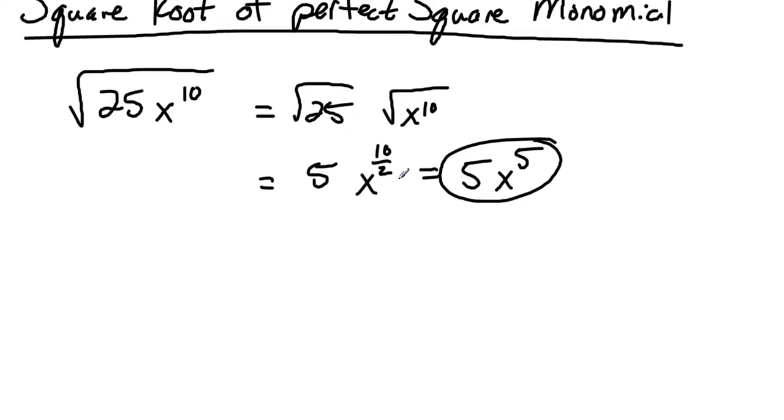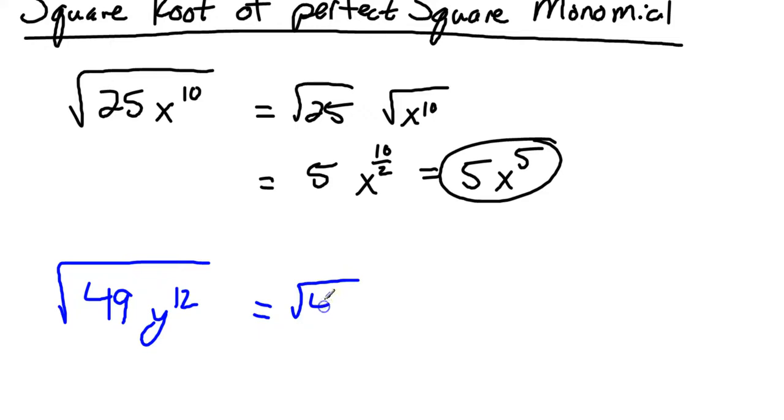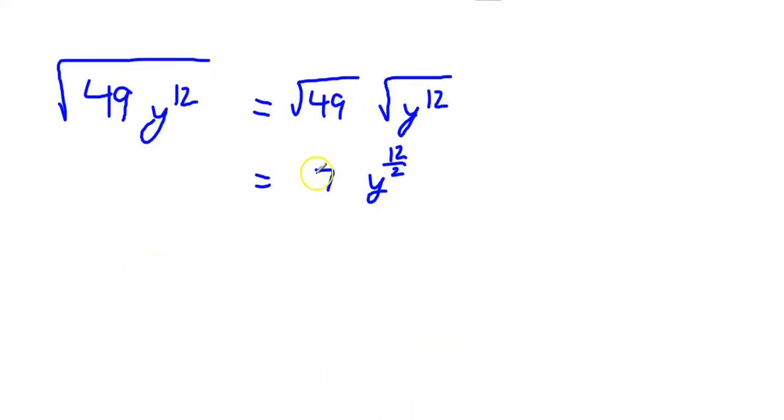All right, let's just give you a different one here. Let's say you've got the square root of 49y to the 12th. If you do the square root of 49, we know that would be 7. When you do the square root of y to the 12th, that means you take the 12 and divide it by 2. The 7 is 7, so that one's good, but 12 divided by 2 is y to the 6. So the answer for that one would just be 7y to the 6.